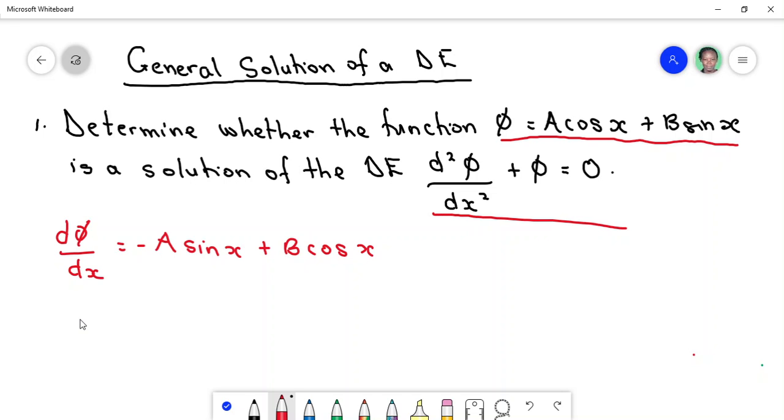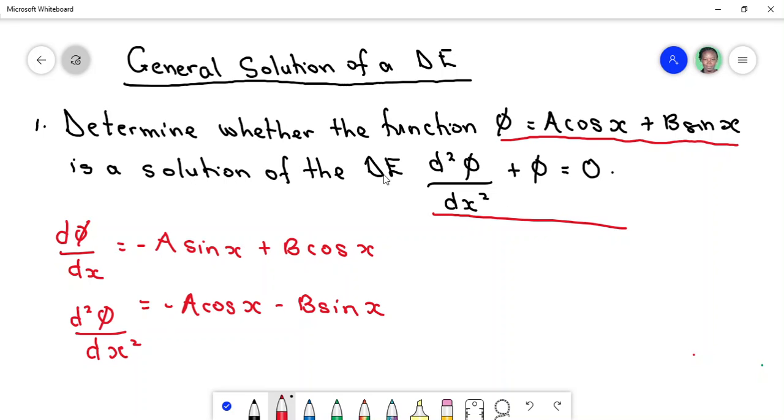Now let's look at the second derivative, d squared phi over dx squared. So we differentiate the first derivative again. If I differentiate sine here, I have cos, so I have minus a cos x. Then if I differentiate cos, I have minus sine. So I have minus b sine x. So this is the second derivative.